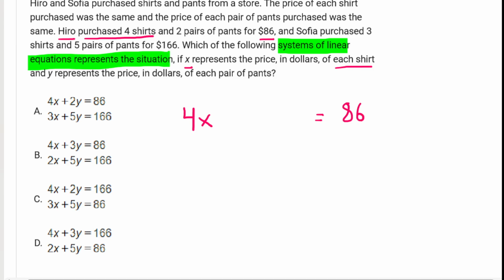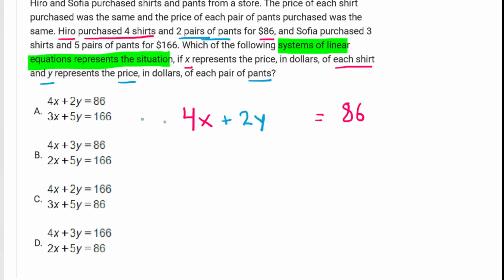But he didn't just buy shirts. He also bought pants. And y represents the price of each pair of pants. Hero bought 2 pairs of pants. So we would add the number of pairs of pants he purchased multiplied by the price of each pair of pants. So that would be plus 2y. So we need to select an option that has the equation 4x plus 2y equals 86.